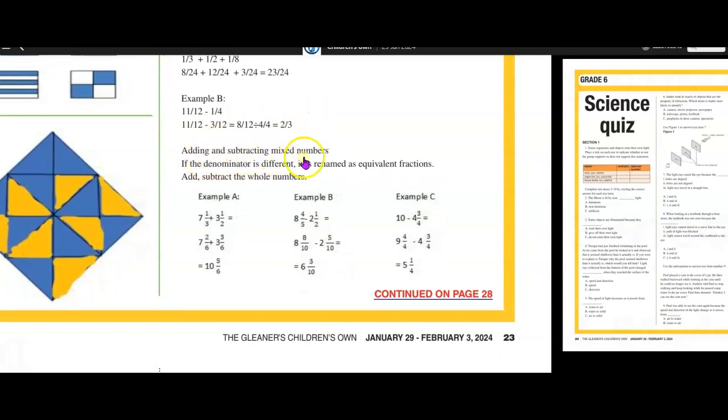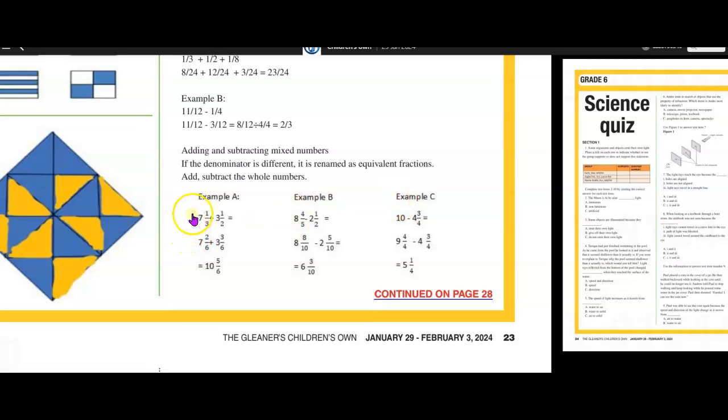Adding and subtracting mixed numbers. If the denominator is different, it is renamed as an equivalent fraction. We add and subtract the whole numbers. So here we have example A, B, and C.